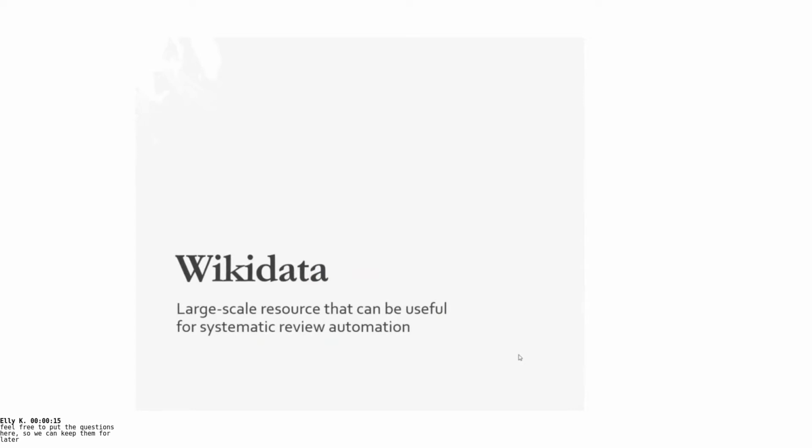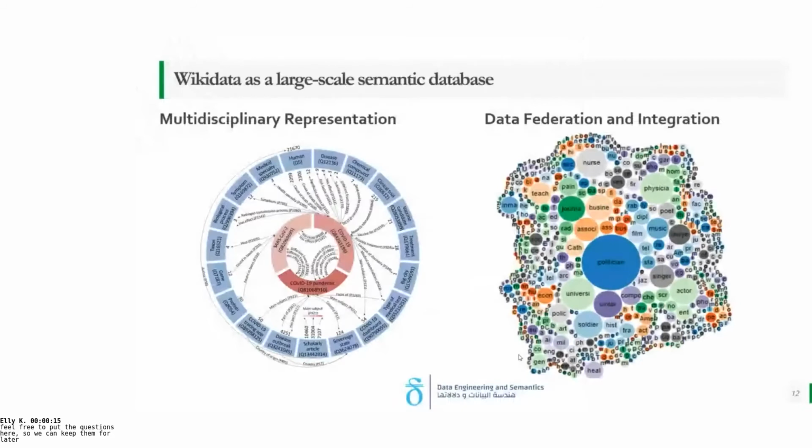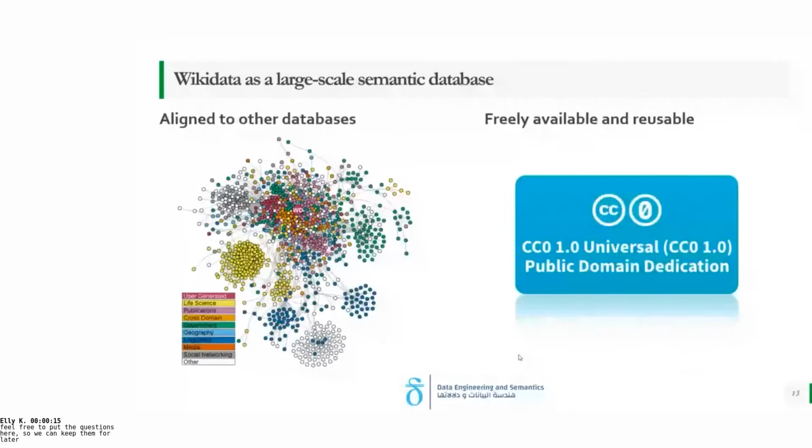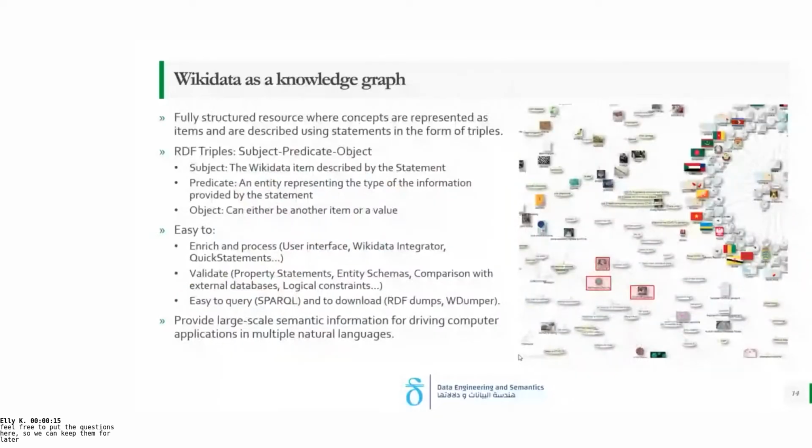Okay, Wikidata is a large-scale semantic database. It represents many fields. It integrates many resources and many types of knowledge. It is aligned to other databases, mainly in the context of the Linked Open Data cloud, and it is freely available and reusable because it is under the CC0 license. Wikidata, as a knowledge graph, is a fully structured resource where concepts are represented as items and described by statements in the form of triples.